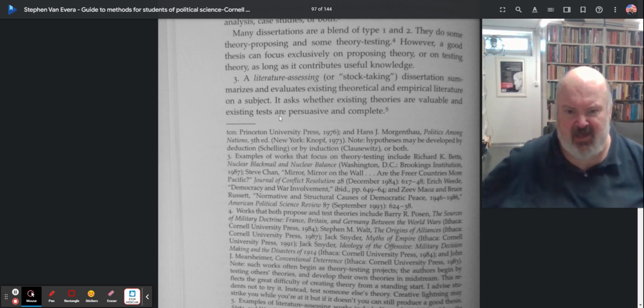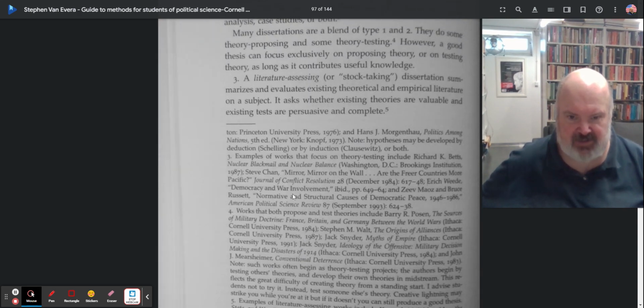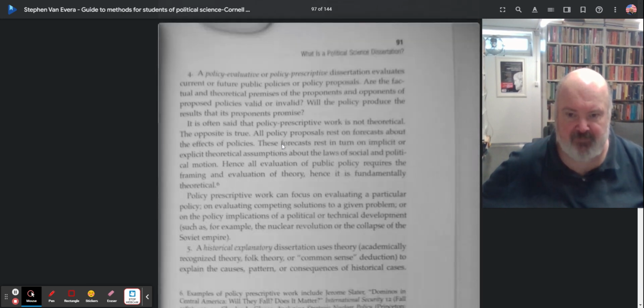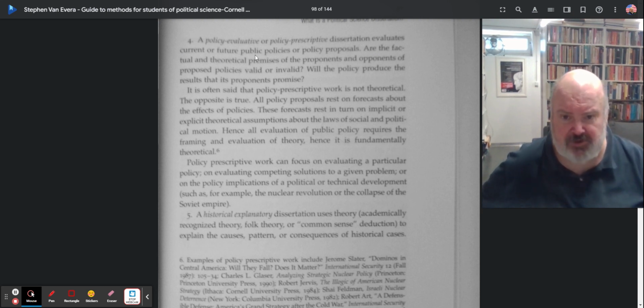Now, what does it do? He says it asks whether existing theories are valuable and existing tests are persuasive and complete, and he gives some examples of this. The question is whether they're valuable and whether they're complete. The fourth type is policy evaluative or policy prescriptive dissertations or theses. These evaluate current or future public policies or policy proposals. This is policy evaluation, policy formulation. What they do is ask the question: are the factual or theoretical premises of the proponents and opponents of a proposed policy valid or invalid?